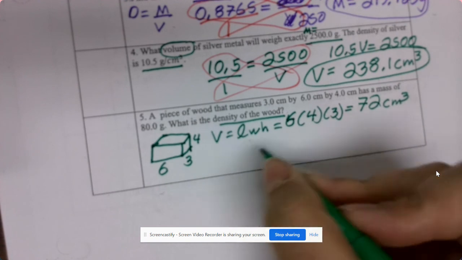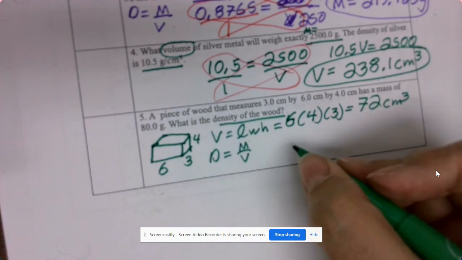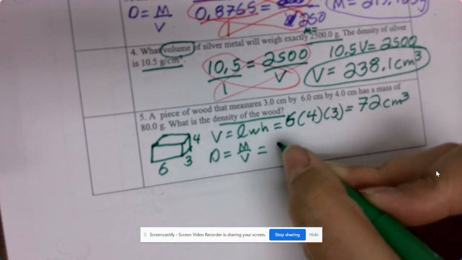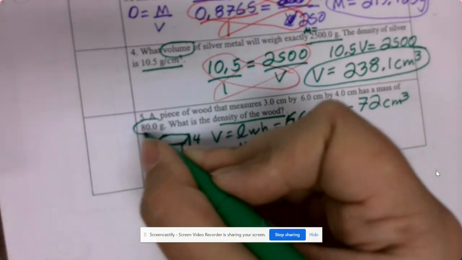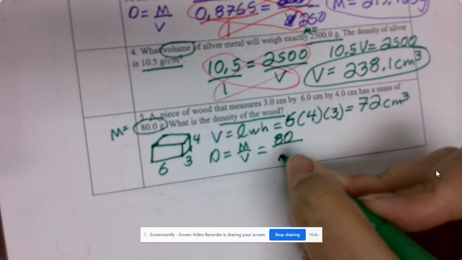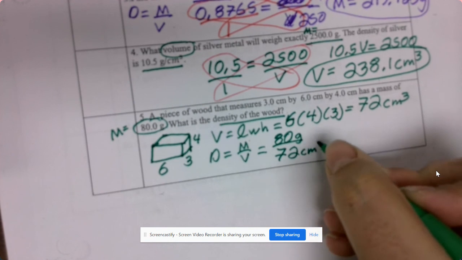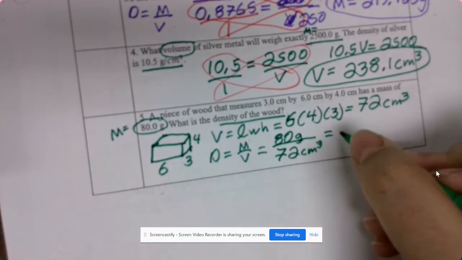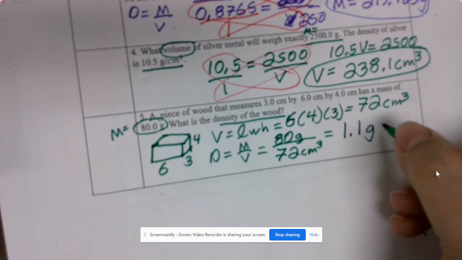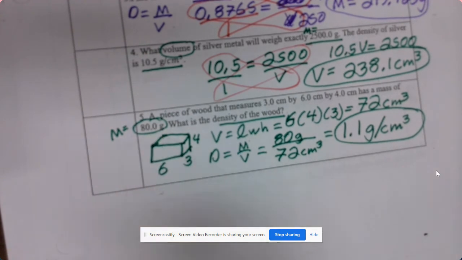Now I have my volume. Remember, density is equal to mass divided by volume. 80 is our mass, so 80 divided by 72. It's going to give us 1.1 grams per centimeter cubed. I went to 1 decimal place because the measurements they gave us went to 1 decimal place.